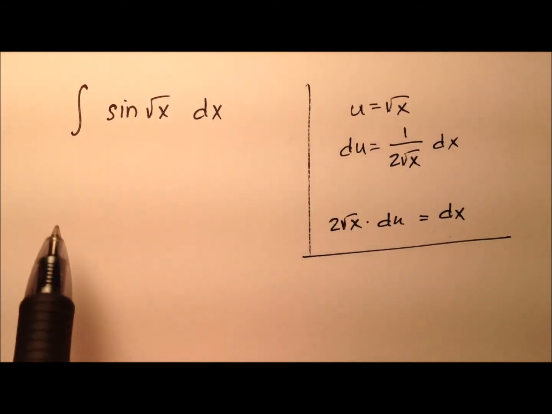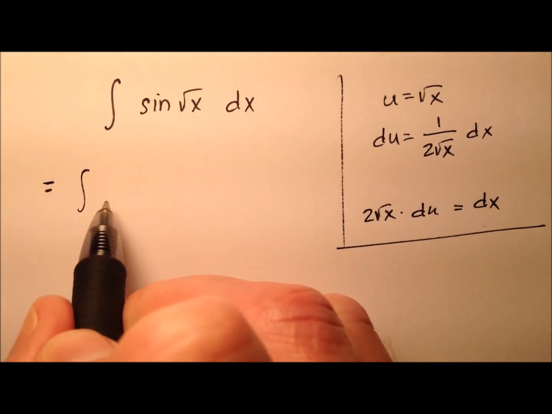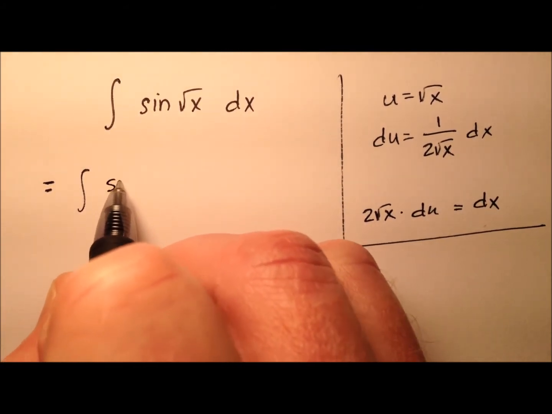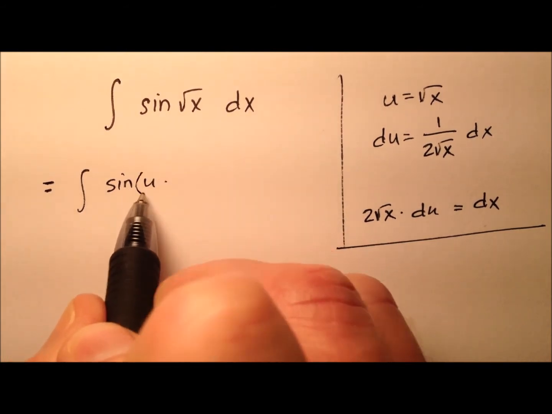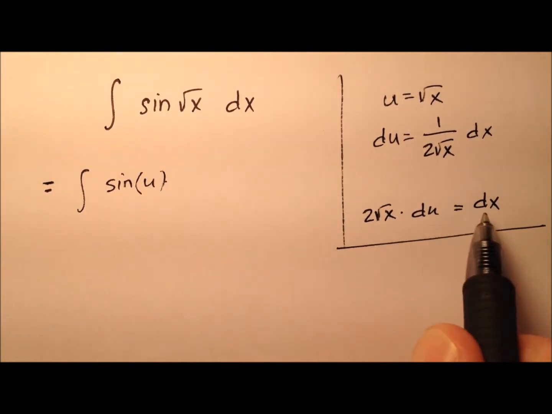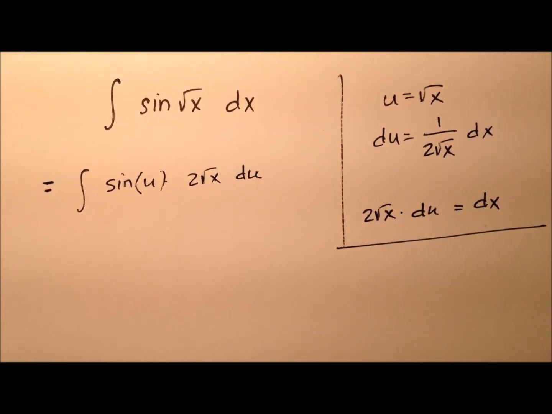We'll come back to that in a moment. So let's go ahead and rewrite our integral now. So it's going to be the integral of sine of u, and then we've got this, let's put that in parentheses, and then we have our dx, which is 2 times the square root of x du.